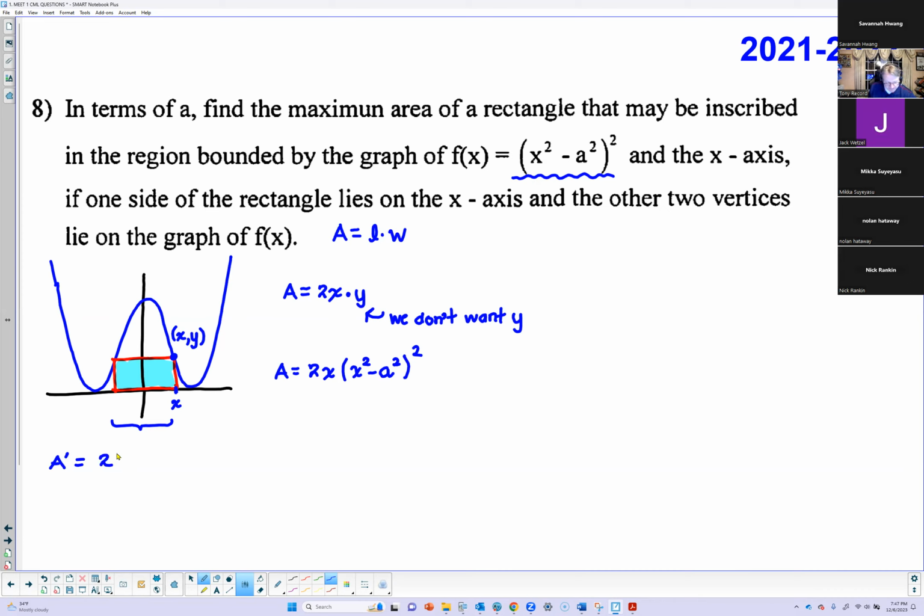So the derivative of 2x is 2. Multiply by x squared minus a squared, squared. Add 2x. And then we multiply by the derivative of x squared minus a squared, which is 2, times x squared minus a squared to the first, multiply by the derivative of what's inside, x squared minus a squared, would just be 2x. Remember, a is a constant. So we're going to treat it like that.